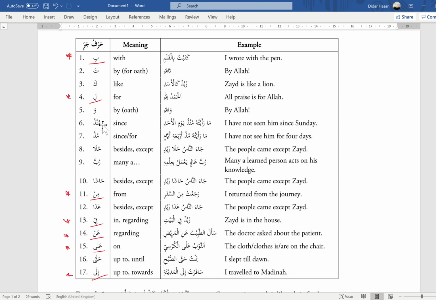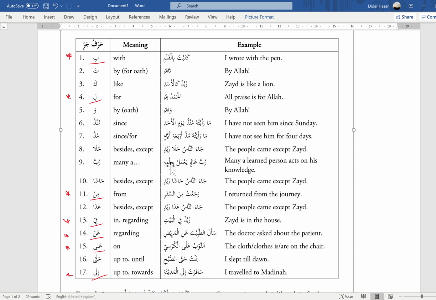So again, mundu means since. Mudh means the same thing. Ma ra'aytuhu mundu yawmil. So I haven't seen him since the day of Sunday, or since Sunday. Mudh means the same thing as mundu generally. Khala means besides or except. Ja'a an-nasu khala Zaydin. The people came except for Zayd. So khala is the harfu jar and Zaydin is the majroor. So the khala is giving the Zayd a kasra.